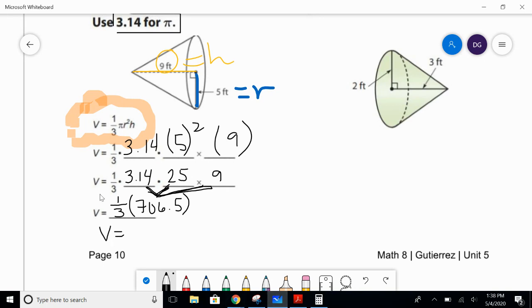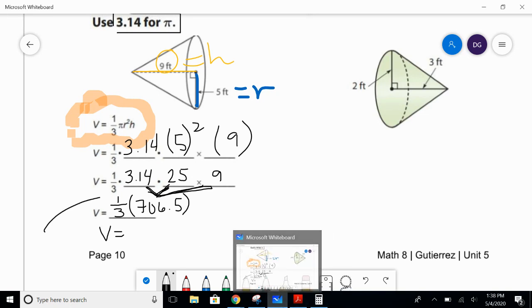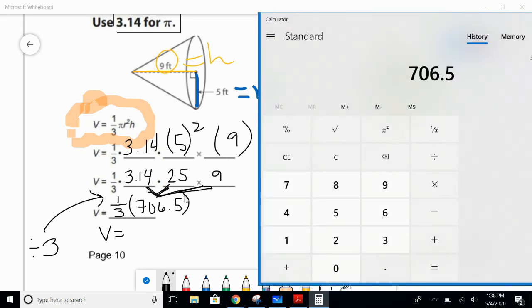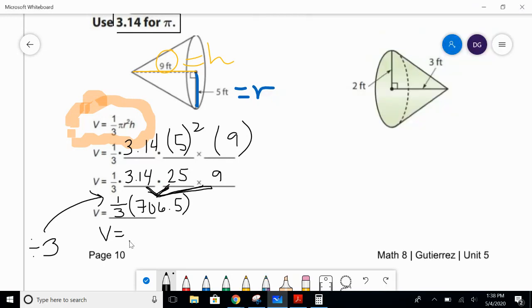When we are multiplying by a fraction, that is the same thing. Multiplying by 1/3 is the same thing as dividing by the denominator, so dividing by 3. So we can take this 706.5, and instead of multiplying by 1/3, we can divide by the denominator, which is 3, the number on the bottom. So 706.5 divided by 3 is 235.5.